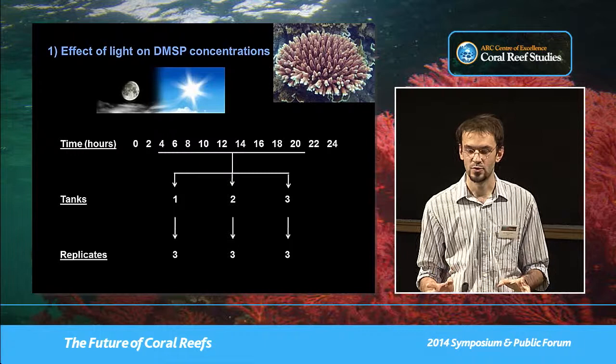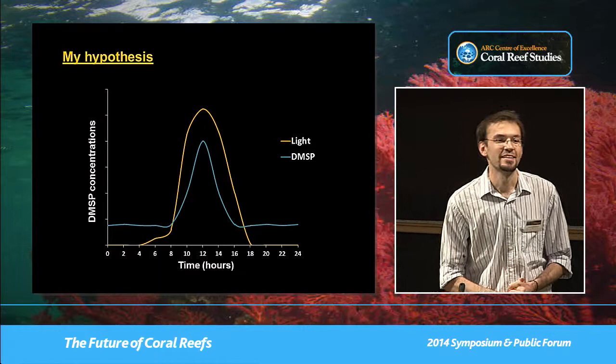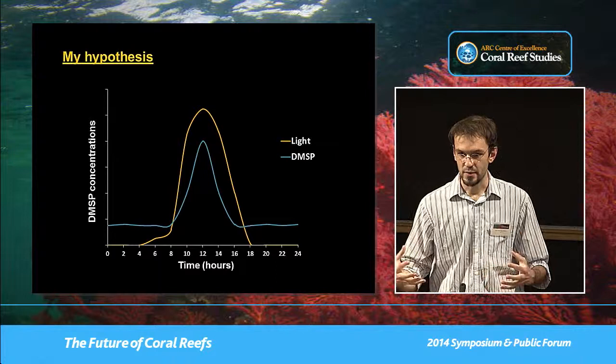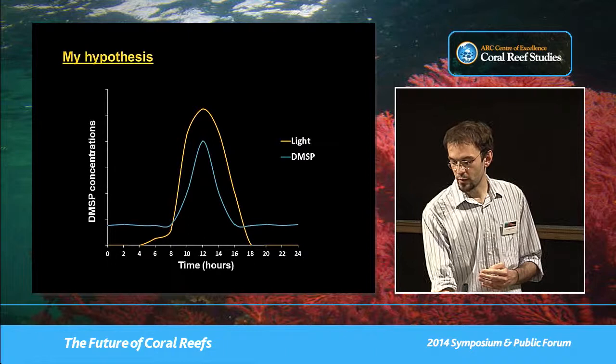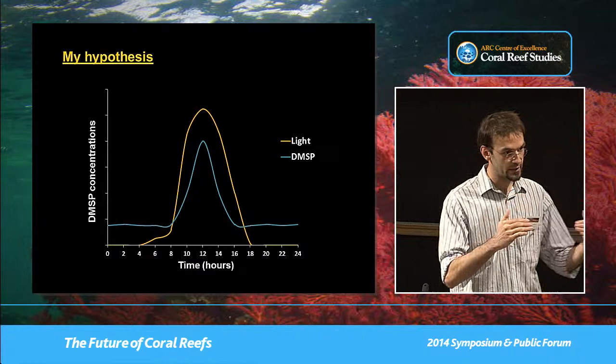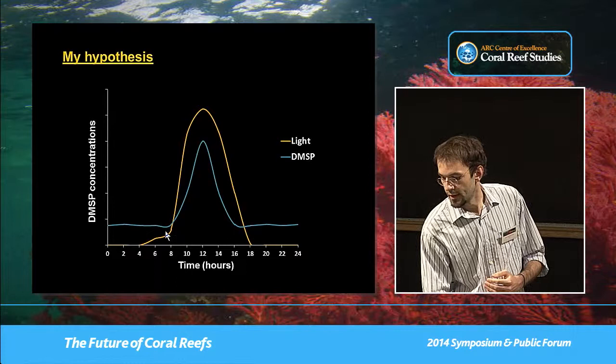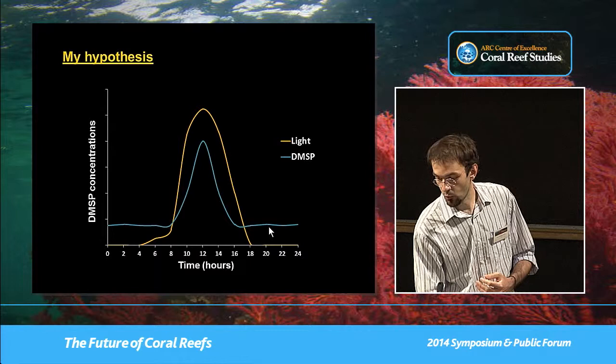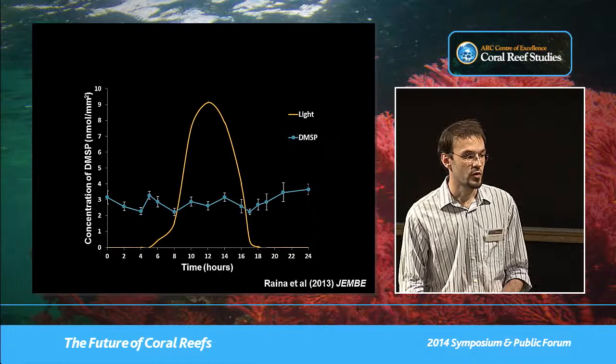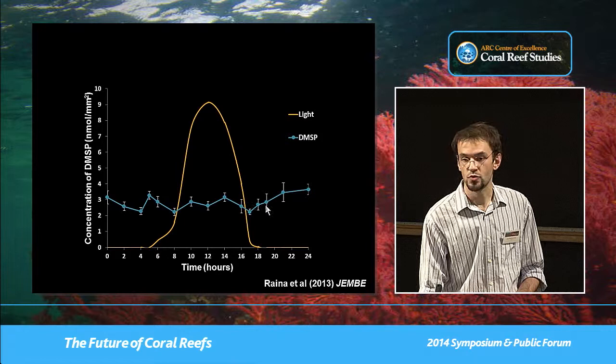Based on what we knew in phytoplankton cultures, in phytoplankton, DMSP production is enhanced by light. So we were thinking that we would see pretty low levels of DMSP during nighttime. That's the blue curve here. And a burst of DMSP production correlated with light and back to normal after sunset. But that's not at all what we observed. Instead, we saw pretty steady DMSP concentrations throughout the day.